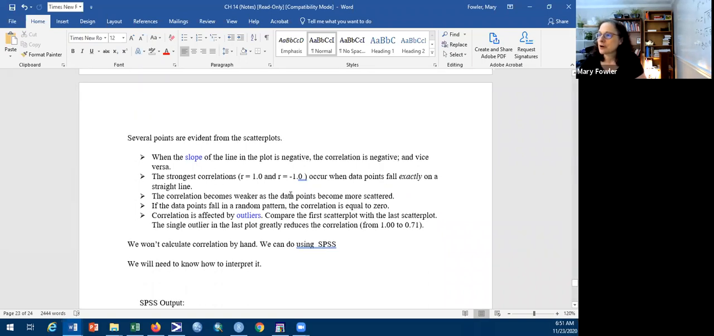The correlation becomes weaker as the data points become more scattered. I'm sorry, data doesn't become weaker; correlation becomes weaker as the data points become more scattered. And if the data points fall in a random pattern, like a cloud, then the correlation is close to 0 or equal to 0. And correlation is affected by outliers. So you should always look at your scatter plot before you report your linear correlation coefficient, just so you know what's going on.